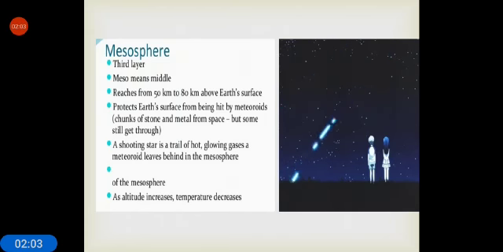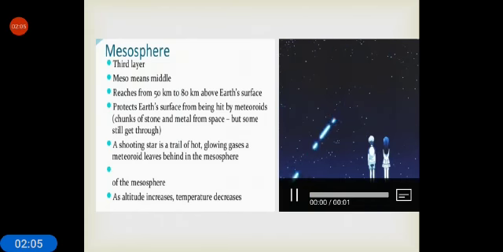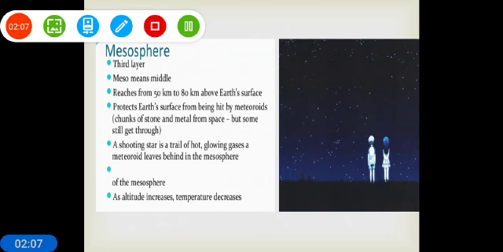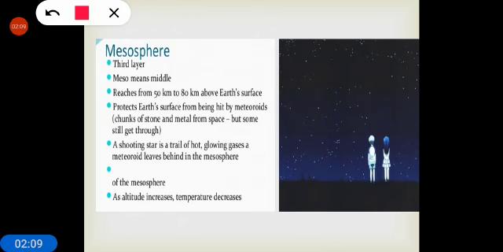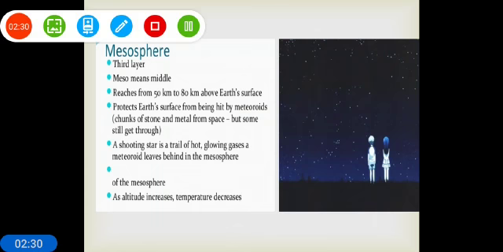Now, third layer, Mesosphere. Meso means middle. Reaches from 50 km to 80 km above Earth's surface. Protects Earth's surface from being hit by meteoroids. What are meteoroids? A meteoroid is a small rocky or metallic body in outer space. A shooting star is a trail of hot glowing gases a meteoroid leaves behind in the mesosphere. As altitude increases, temperature decreases.